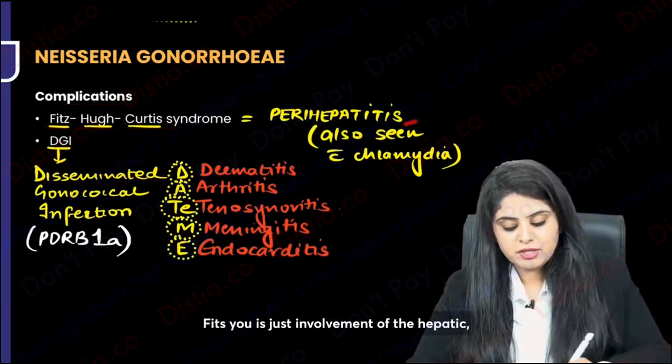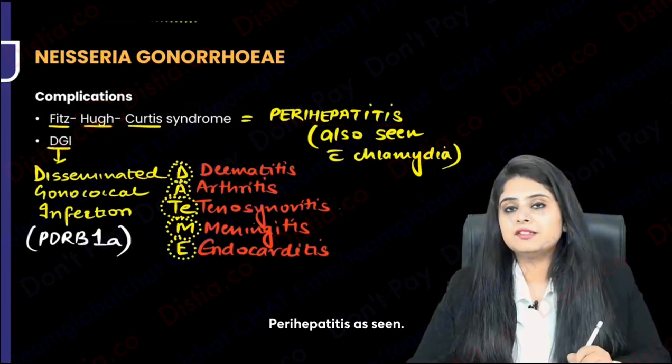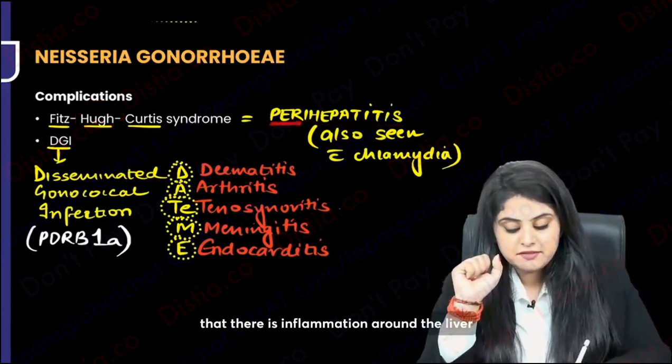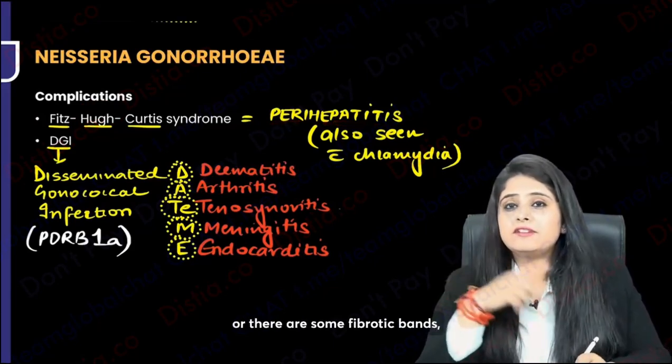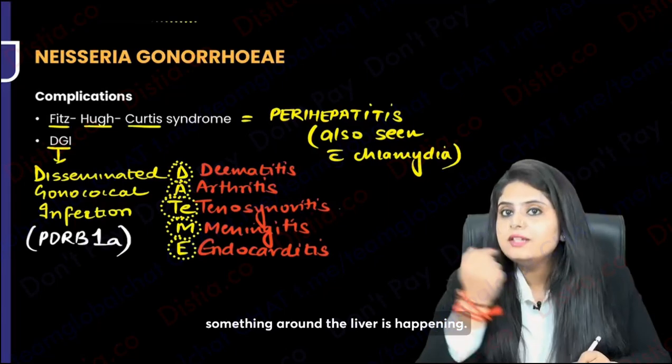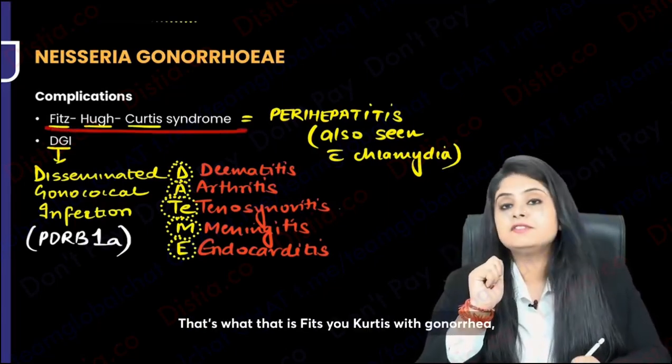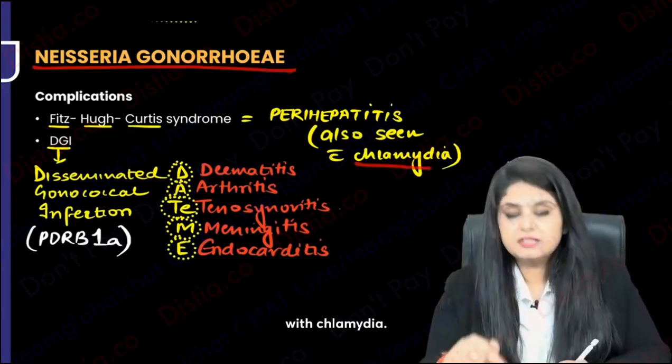And what is Fitz-Hugh-Curtis syndrome? Fitz-Hugh is just the involvement of the hepatic region, perihepatitis is seen. So they might give you a picture, or they might give you an explanation that there is inflammation around the liver, or there are some fibrotic bands, something around the liver is happening. Perihepatitis situation is happening. That is Fitz-Hugh-Curtis with gonorrhea, with chlamydia.